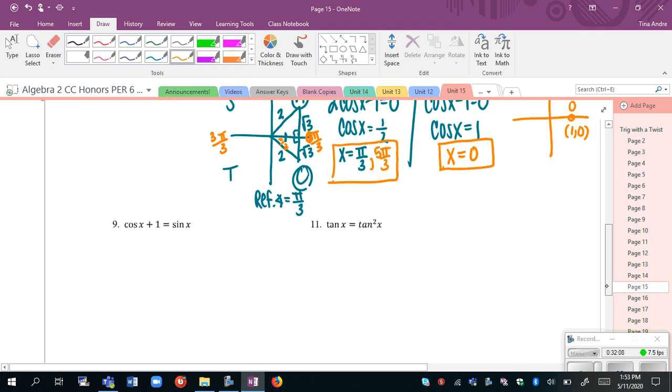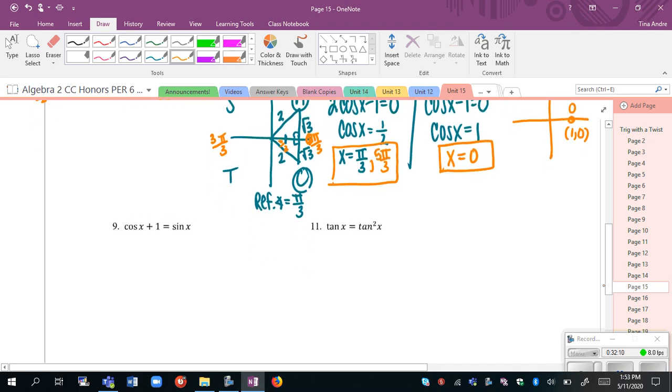2 more. If you feel like you have the hang of this, feel free to stop the video. I know we're getting a very long video here, so feel free to stop the video and try these on your own. I'm going to keep going through them just because I know they're a little bit different, but feel free to stop the video at any point once you feel like you have the hang of it.